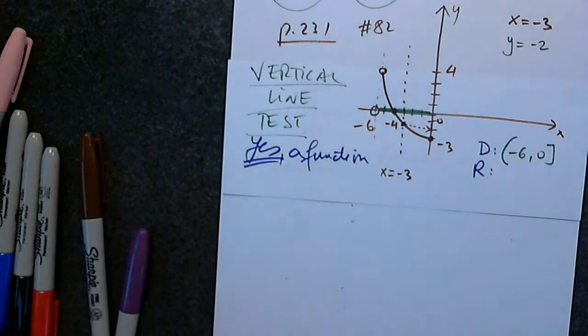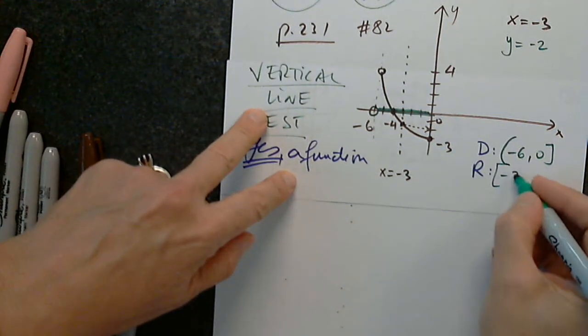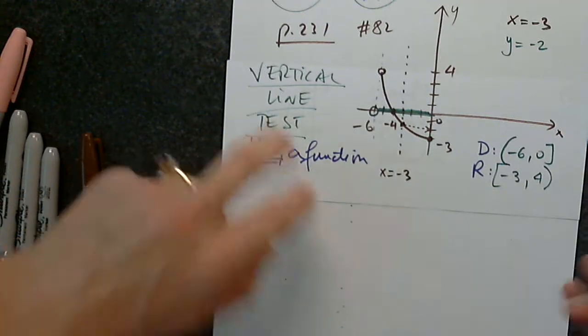What will be the range? -3 to 4. Which one is closed? Which one is open? -3 would be closed, 4 would be open. Yes, because that point does not really exist. So closed at -3 and open at 4.